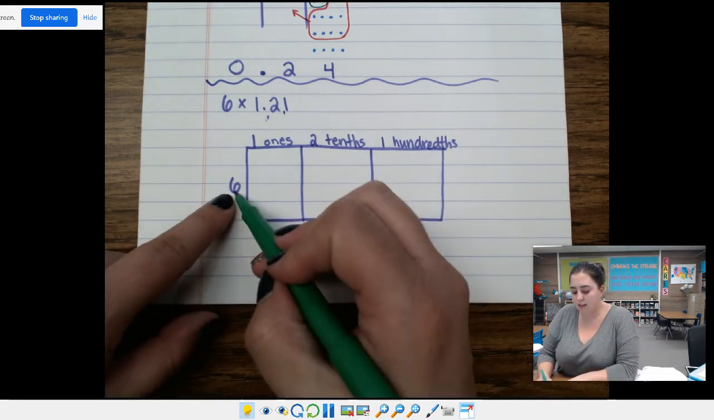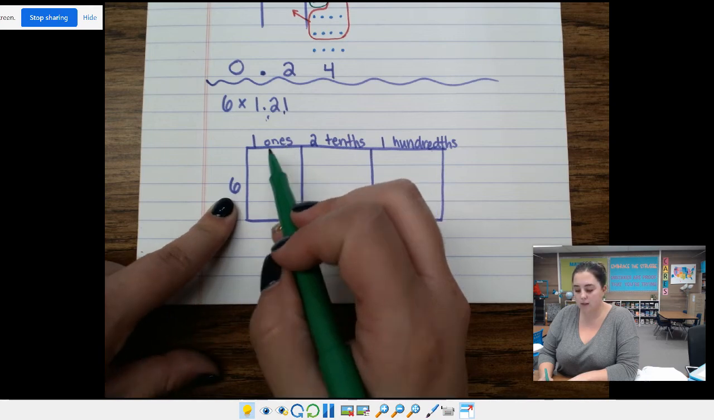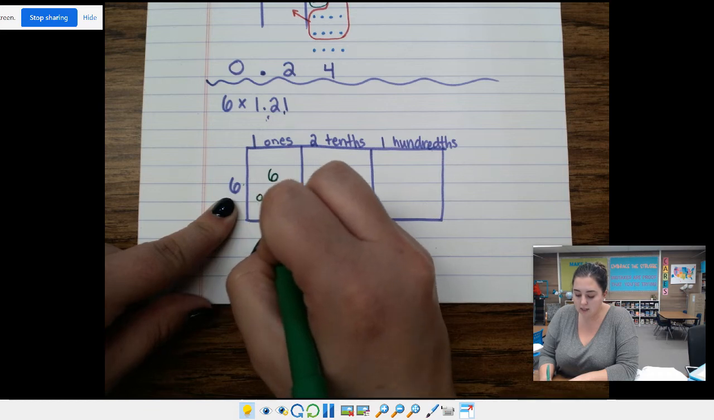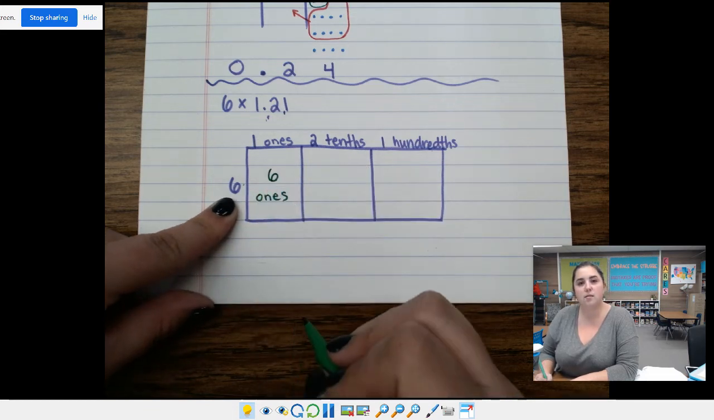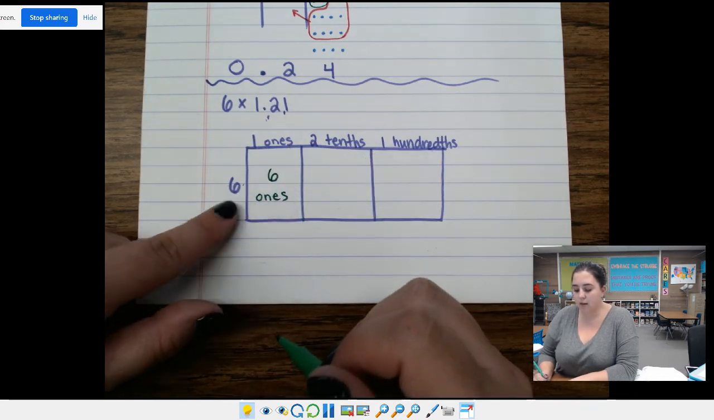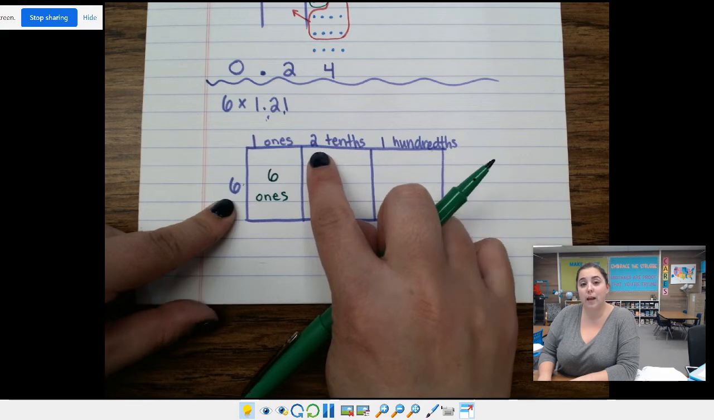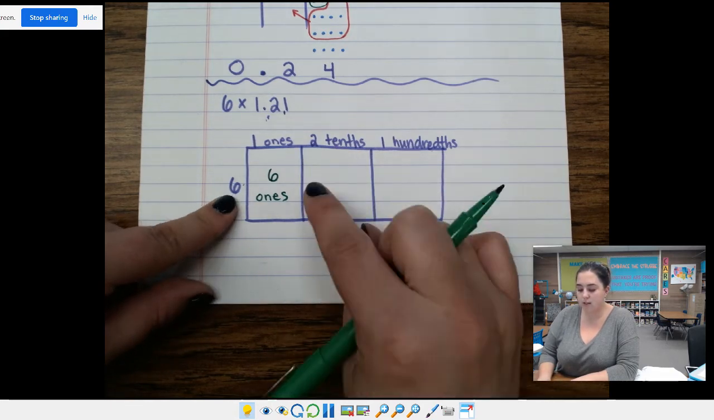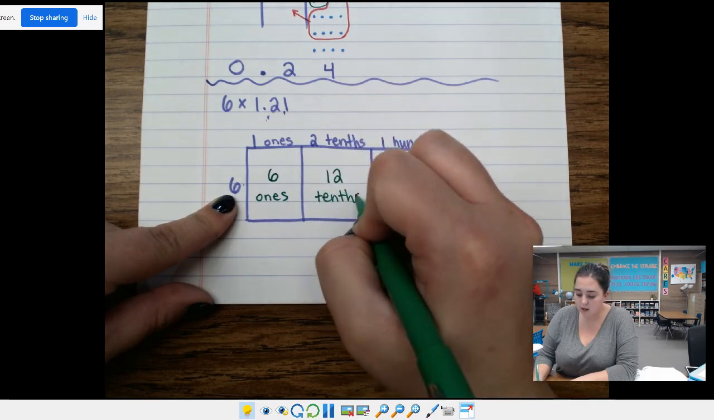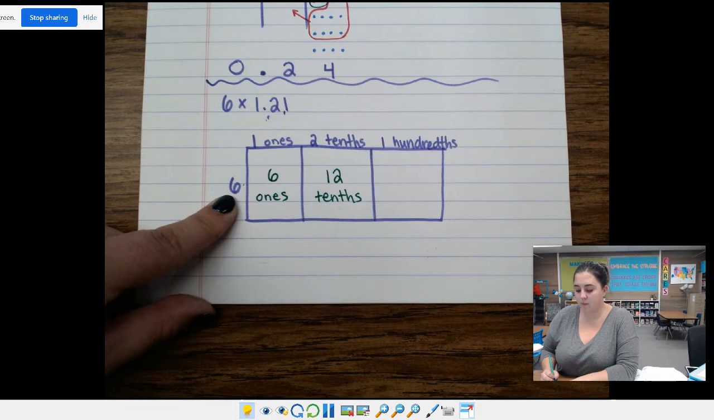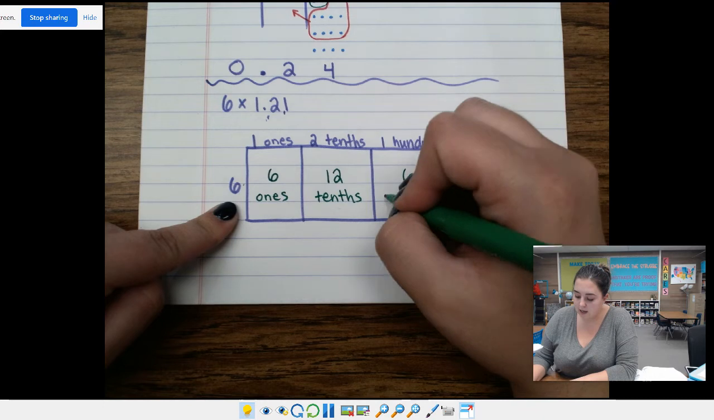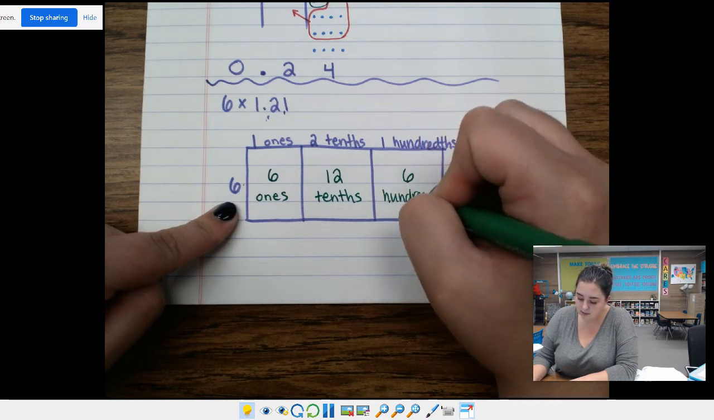First, I'm going to multiply my 6 times that first number. 6 times 1 is 6, and my answer should stay in the ones place. Started there, it's going to end there. Now I'm taking the 6, I'm going to multiply it by 2 tenths. So 6 times 2 is 12, and it's going to stay the tenths. 6 times 1 hundredth is 6, and it's going to stay in the hundredths place.